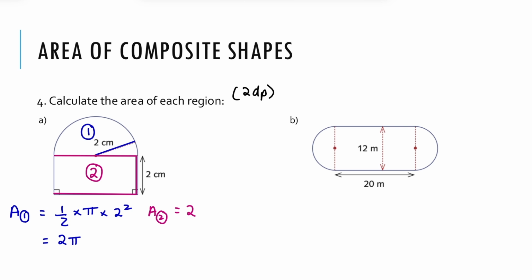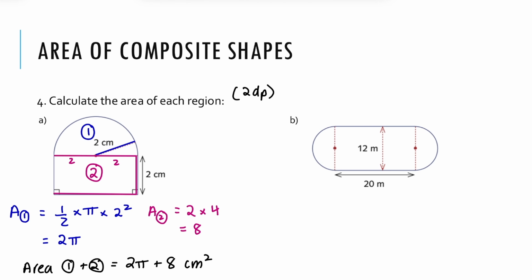So here, if the radius of the semicircle is 2, well, the diameter is twice the radius. So here, that would mean that this part is 2. So that means the whole entire length is going to be 4, and then 2 times 4 equals 8. So my total area, so the area of 1 and 2 is going to be 2 pi plus 8 centimeters squared. I'm now going to have a go, so for B.